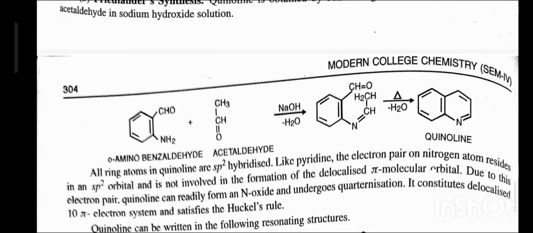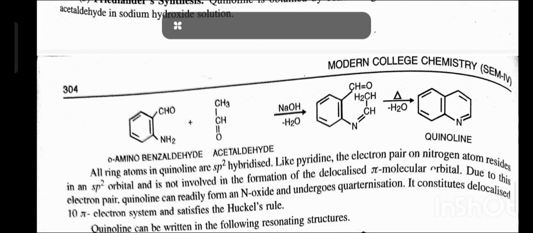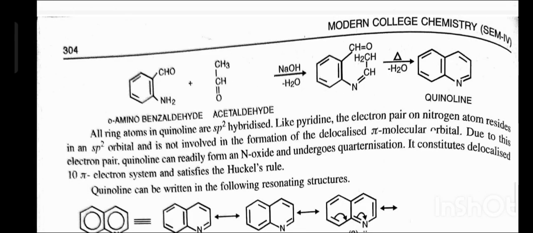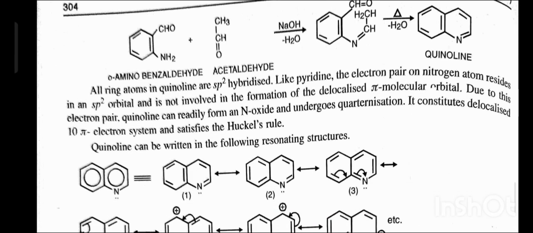All ring atoms in quinoline are sp2 hybridized, like pyridine. The electron pair of the nitrogen atom resides in an sp2 orbital and is not involved in the formation of the delocalized pi molecular orbital. Due to this electron pair, quinoline can readily form an N-oxide and undergo quaternization. It constitutes a delocalized 10 pi electron system and satisfies the Huckel rule.